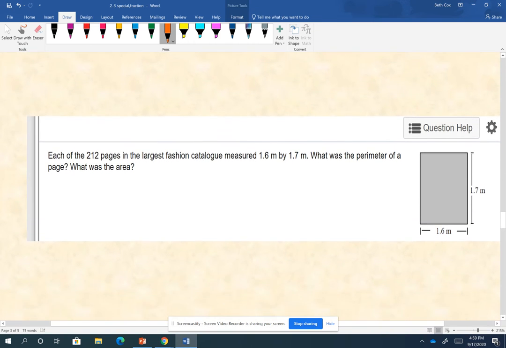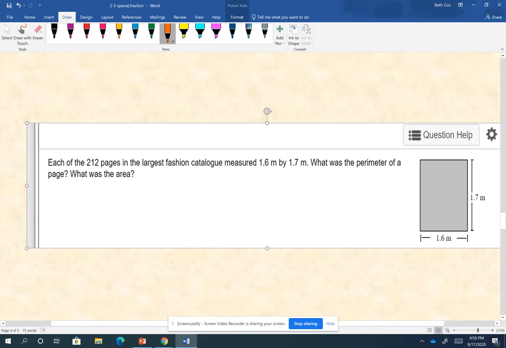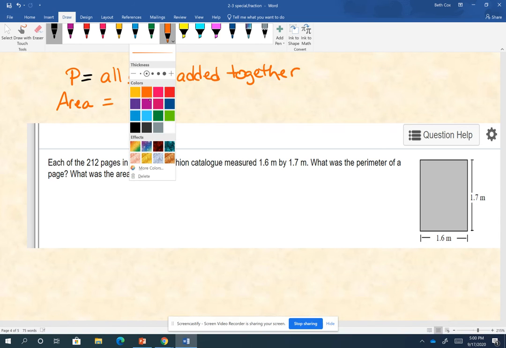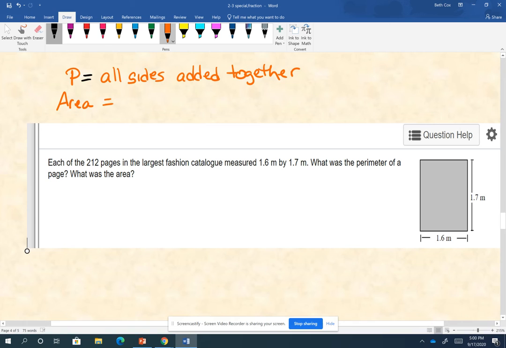Okay. And this one doesn't have equations. This is just perimeter and area. So now, remember the perimeter, we've already talked about it. The perimeter is all the sides added. So perimeter is all the sides added together. Now, for a rectangle, the area is going to be the length times the width.